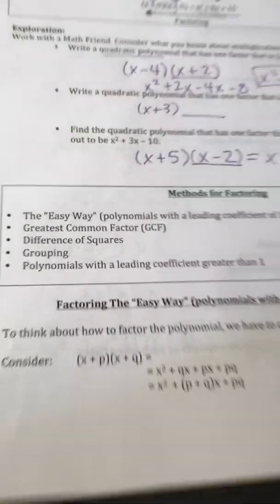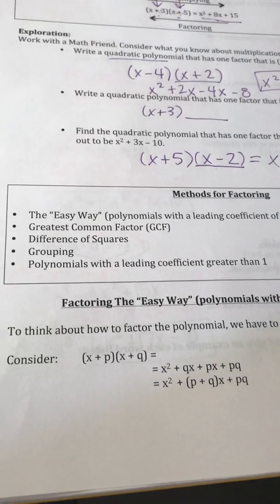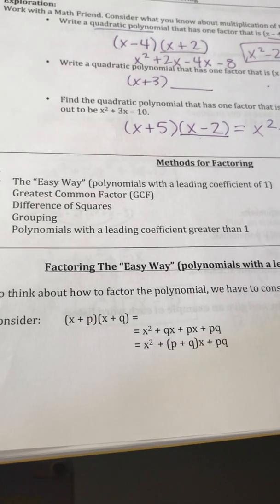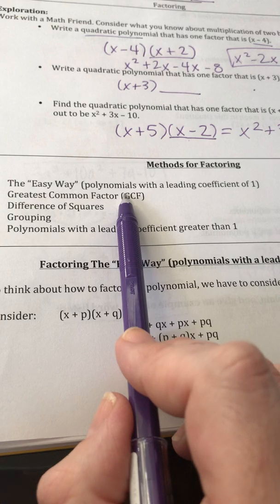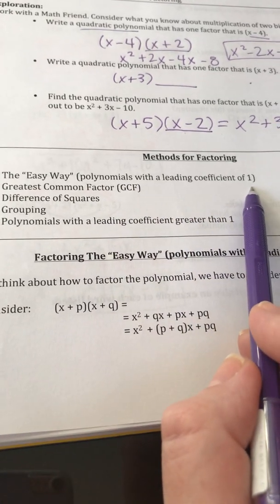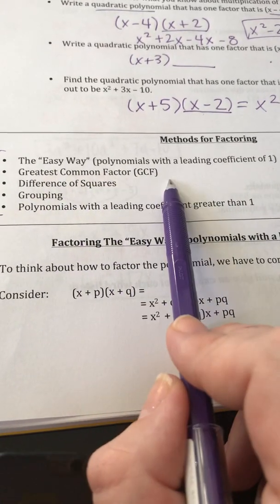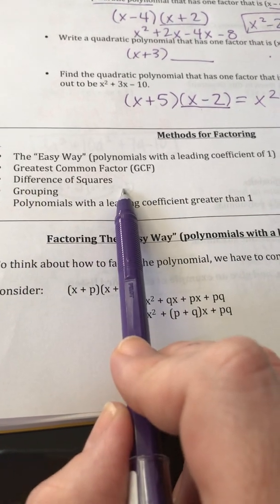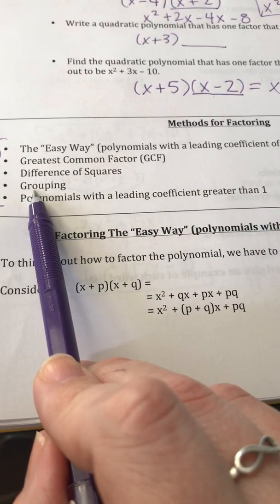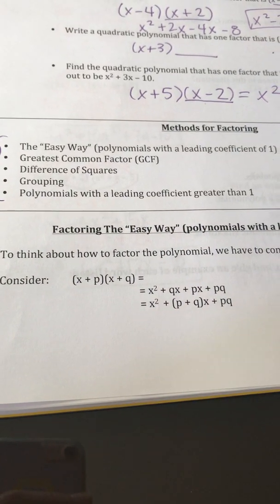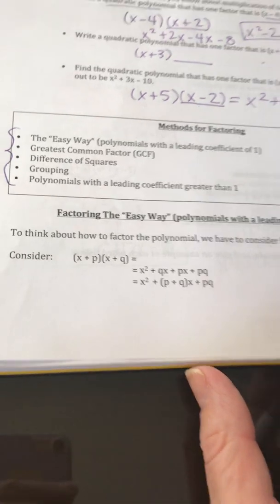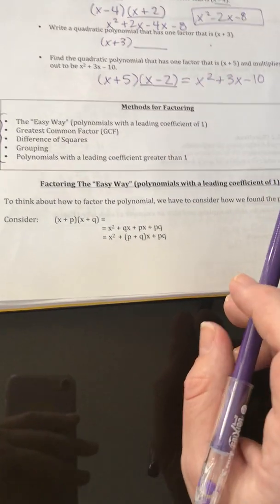Okay, all right, so methods for factoring. Today we're going to talk about these five methods for factoring. We're going to talk about factoring the easy way, which is with polynomials that have a leading coefficient of 1. We're going to factor using greatest common factor, using difference of squares, and with grouping, and we're going to factor polynomials with a leading coefficient greater than 1. Okay, so, factoring the easy way.